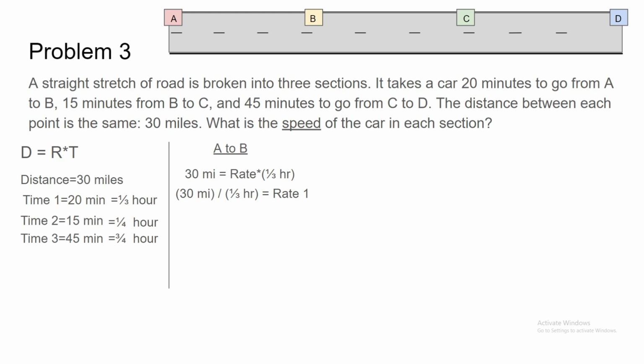We actually get a bigger answer than before. So our rate is going to be 30 divided by 1/3, which is the same as 30 times 3, which is 90 miles an hour. It's pretty quick.